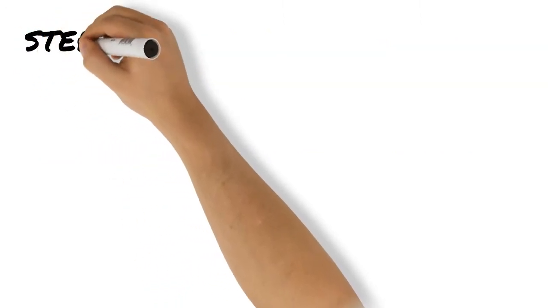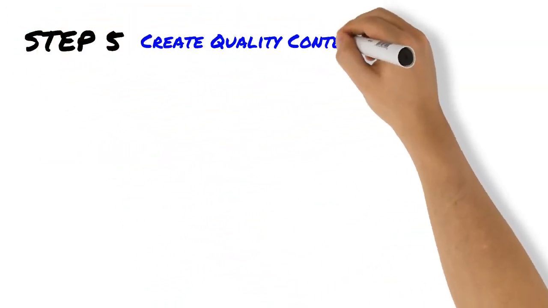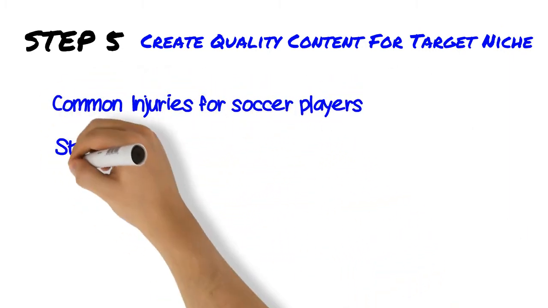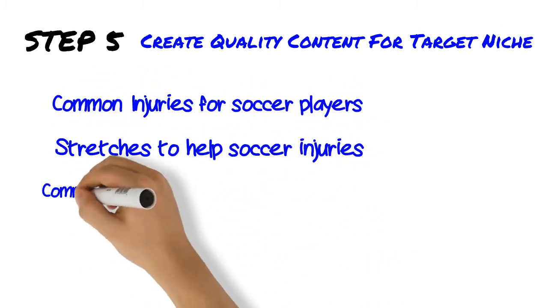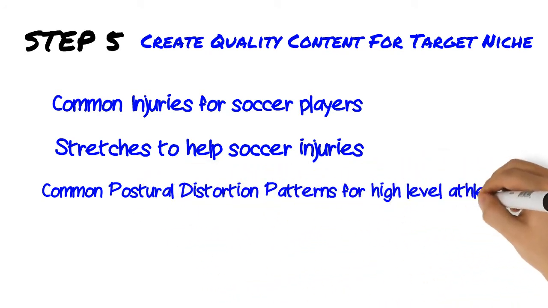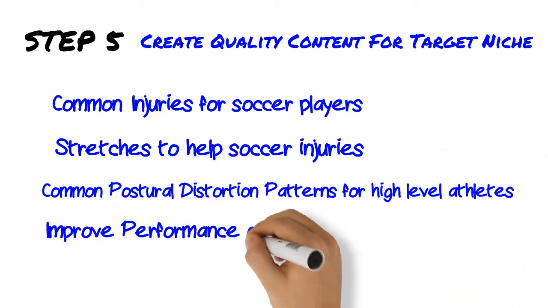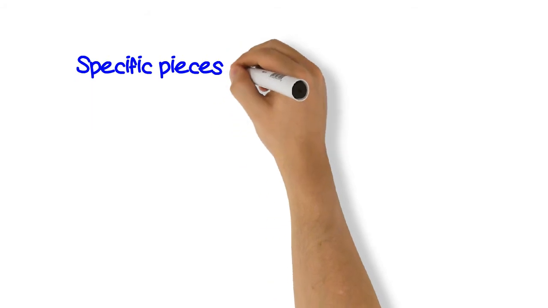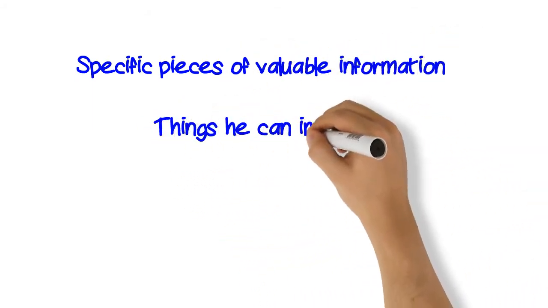So step 5, we need to create some valuable content. I want to make things specific for Peyton. Things like common injuries for soccer players, or stretches to help injuries for soccer players. Common postural distortion patterns seen in professional athletes. Activities that can improve performance on the playing field. Things that Peyton, our avatar, would be interested in. I want specific pieces of valuable information. I want to give him things he can implement today.